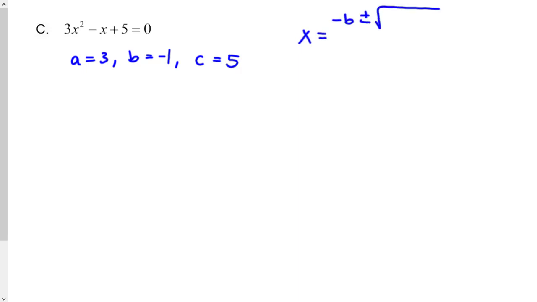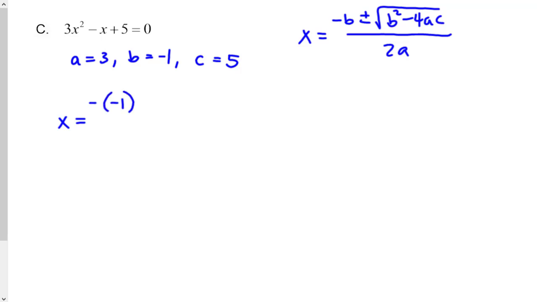One last example here. 3x squared minus x plus 5 equals 0. So a is equal to 3, b is equal to negative 1, and c is equal to 5. And just so we have it to reference, here's the quadratic formula again. And this is an excellent choice to use the quadratic formula, because if I tried to use completing the square, when I divide through by this 3, I would get x squared minus 1/3 x plus 5/3. So I have a lot of fractions to work with. So quadratic formula would be great in this case, or the best choice, I guess I should say.